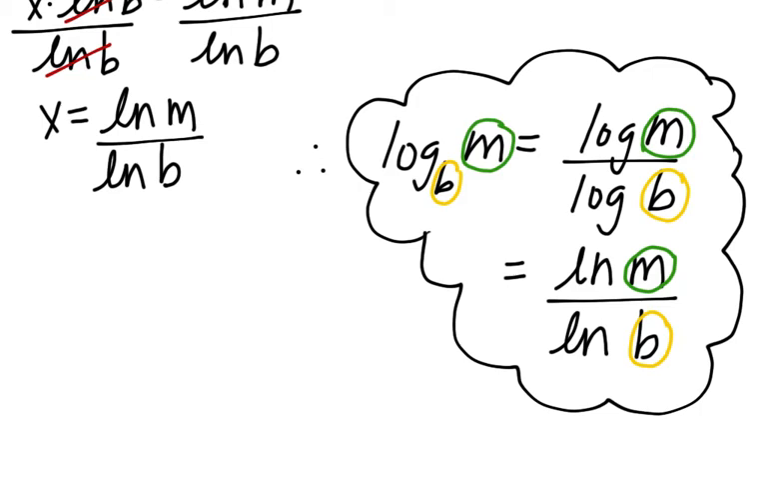So this is your change of base rule. This allows you to change any base into either a base 10 or a natural log. And that'll allow us to get some decimal approximations using our calculators.